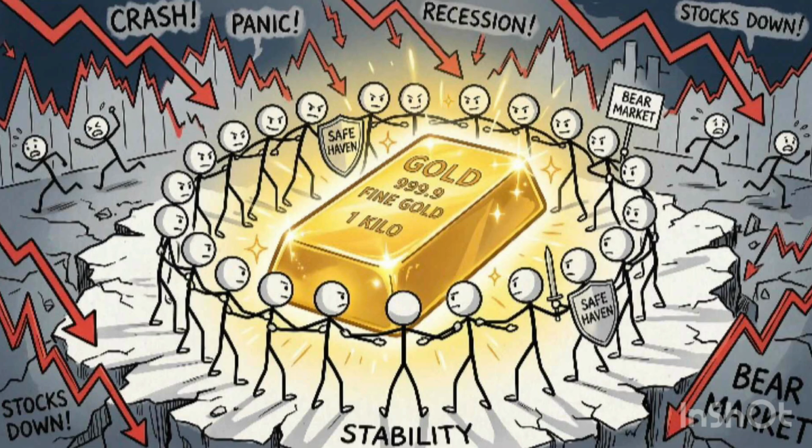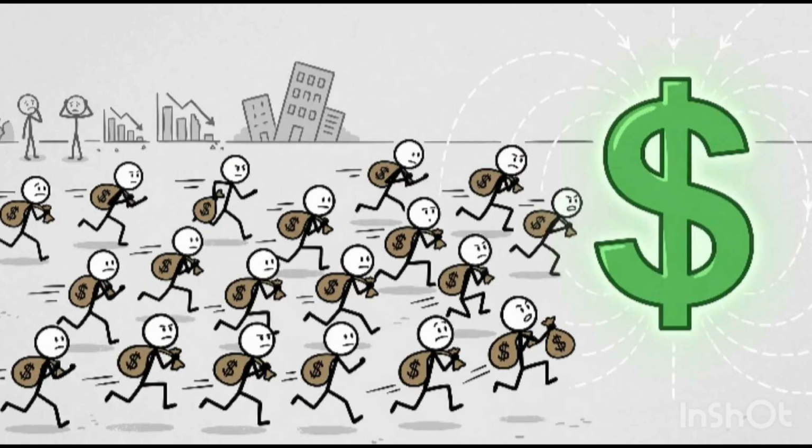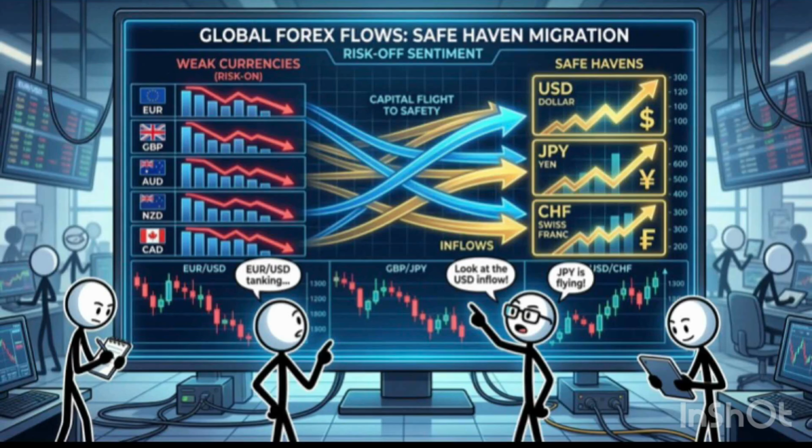Another safe haven asset is the US dollar. Despite being involved in global conflicts, the US dollar is still considered the world's primary reserve currency. During crises, global capital often flows into US Treasury bonds and the dollar. Other safe haven currencies include the Japanese yen and the Swiss franc. At the same time, riskier assets often experience outflows. Stock markets may fall. Cryptocurrencies may become unstable. Emerging market currencies may weaken. This shift in capital flow is one of the main drivers of market volatility during wars.